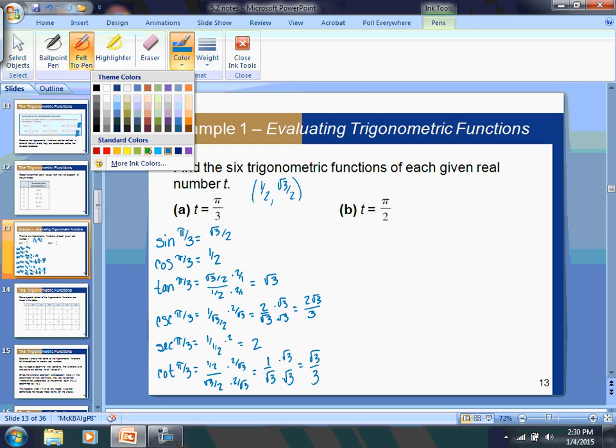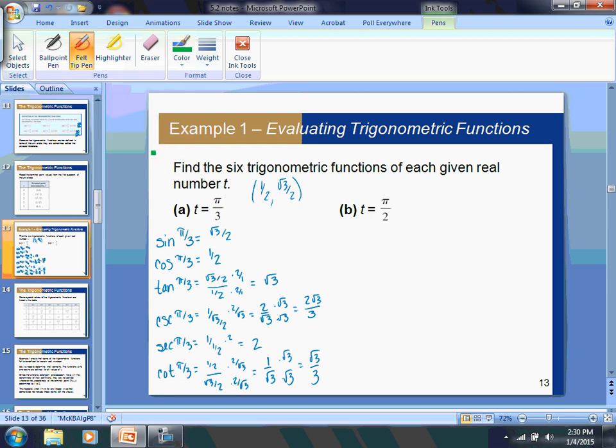Okay, so once you know the sine and the cosine values, you can really do some quick algebra to go through and find the other 4 values.